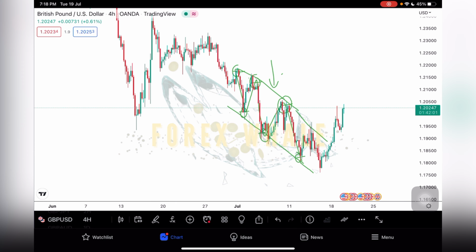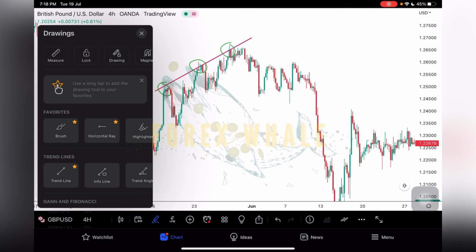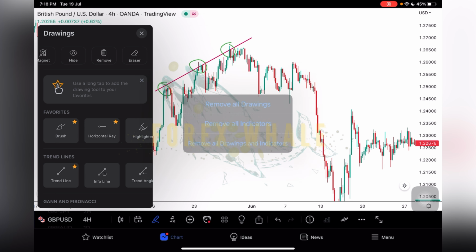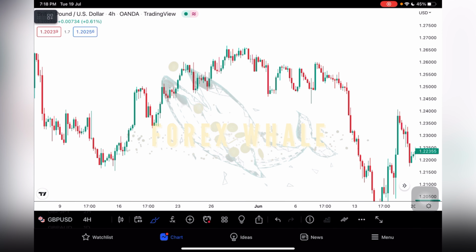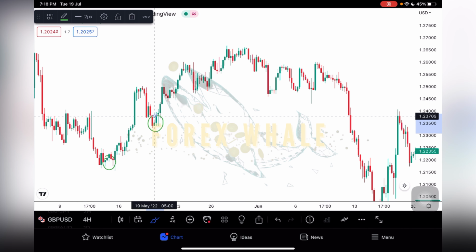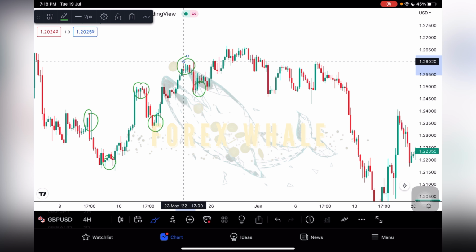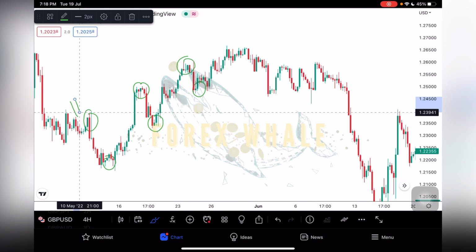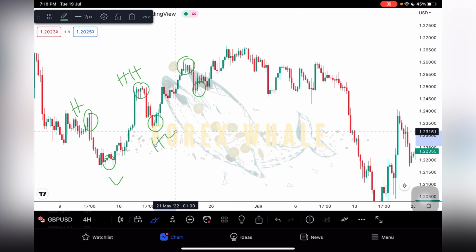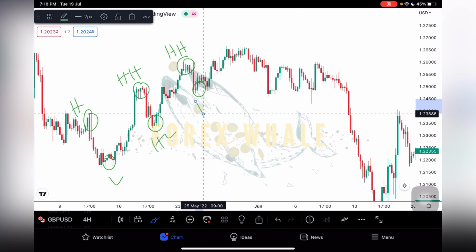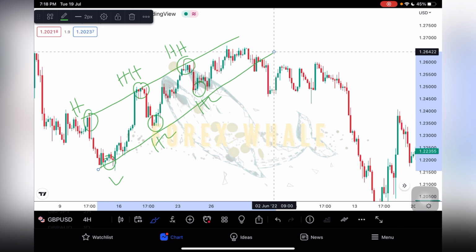Hope this is clear enough. So I'll remove this and show just one last one. You can see that this is your previous low, then high, higher high, higher high. So this is your high, this is your low, higher high, higher low, higher high, higher low. That's why price is still on an uptrend.